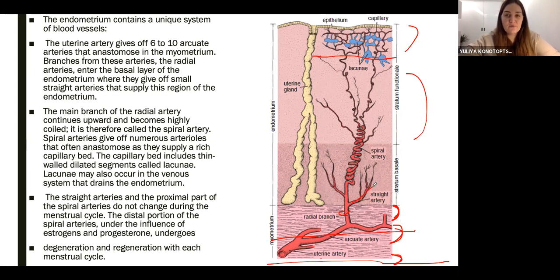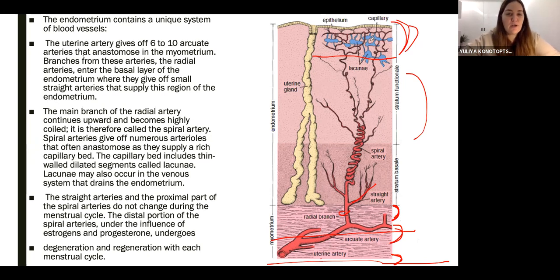The straight artery only stays within the basale, right, doesn't go forward to the functionale. The spiral is the one that starts to push forward into the stratum functionale. And then eventually this spiral artery, because it is an artery, becomes arterioles, and then these arterioles continue to become capillaries and so on. The capillaries in the endometrium, specifically in the compact layer of the endometrium, will be very special.